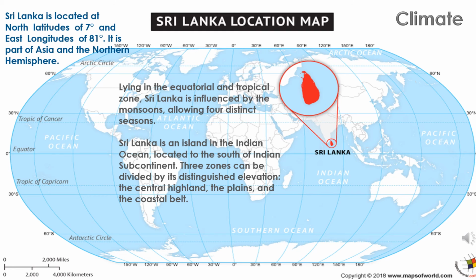Lying in the equatorial and tropical zone, Sri Lanka is influenced by the monsoons, allowing 4 distinct seasons. Sri Lanka is an island in the Indian Ocean located to the south of the Indian subcontinent. 3 zones can be divided by its distinguished elevations: the Central Highland, the plains, and the coastal belt.